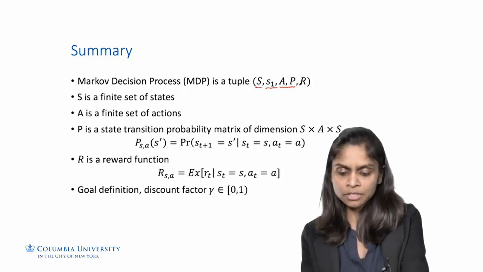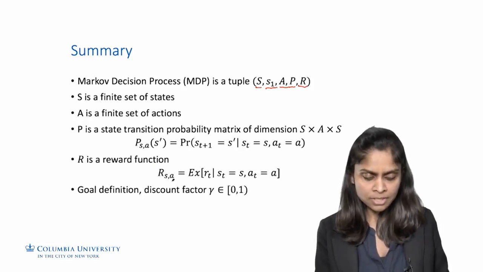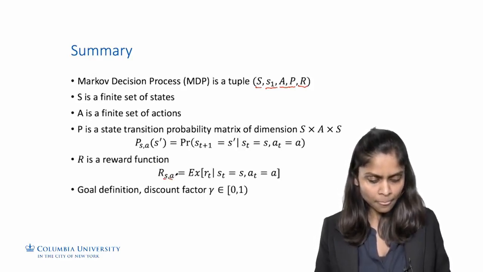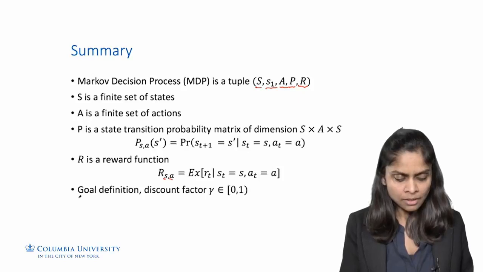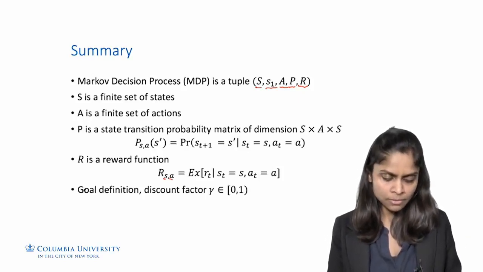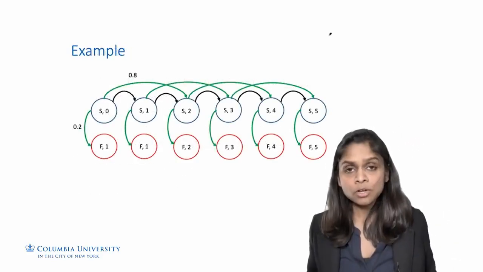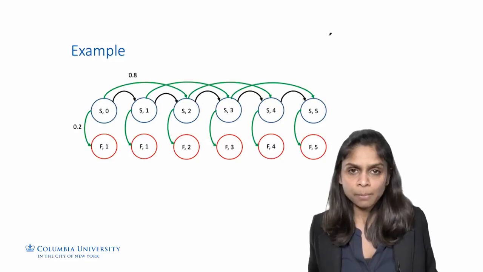The reward function R gives the expected reward for every state and action. Finally, an MDP specification may also include the definition of the goal of the MDP and the discount factor gamma, if one is used. Let's conclude this discussion with an example.